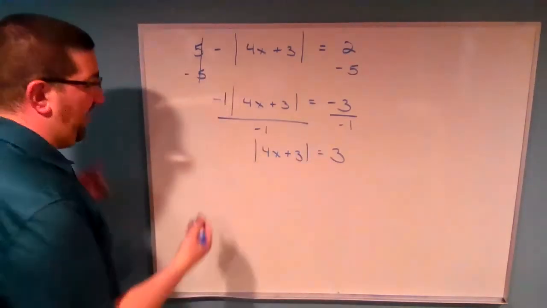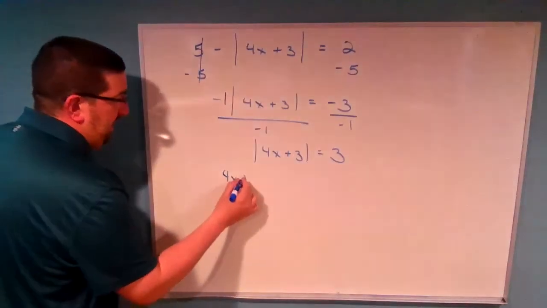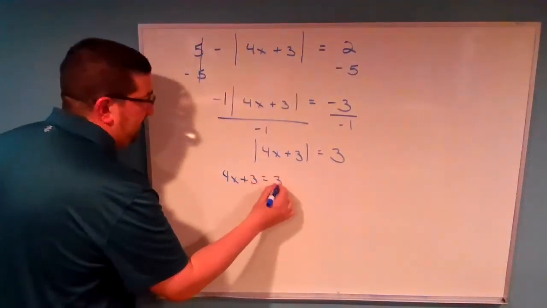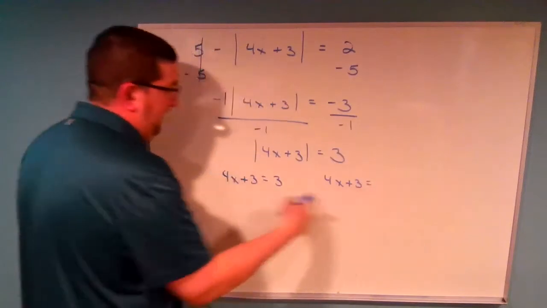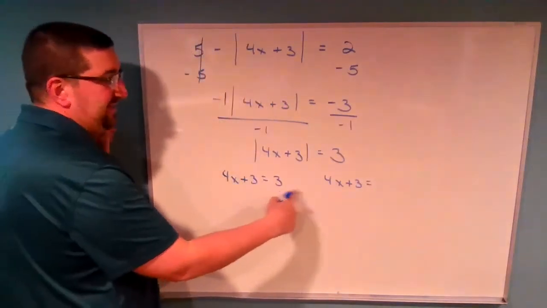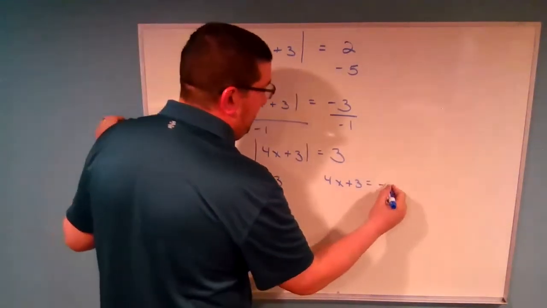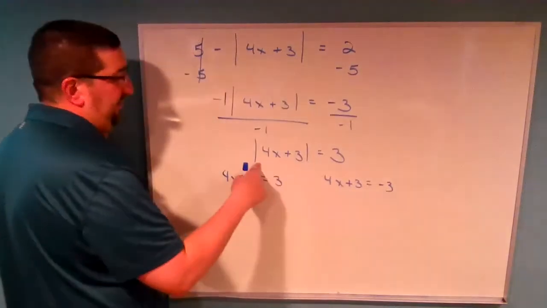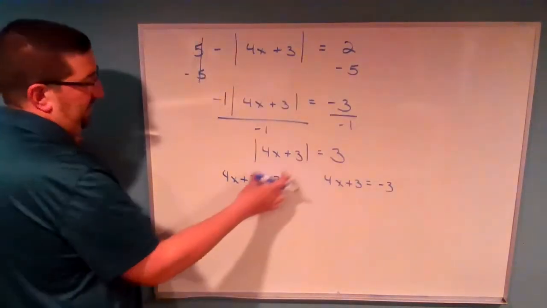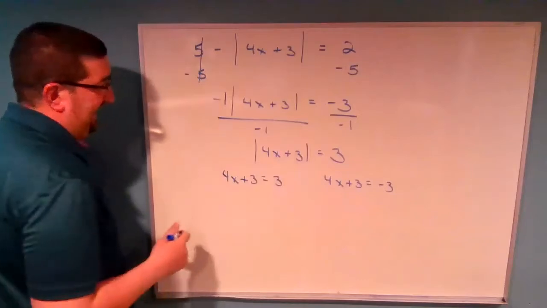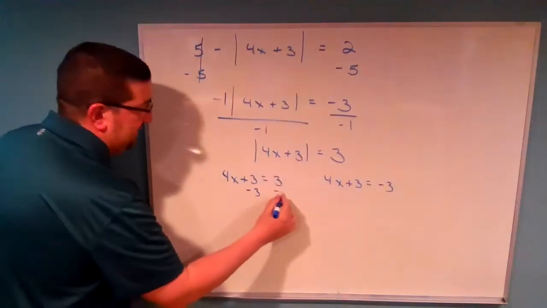Now, can the absolute value of 4x plus 3 equal positive 3? Yes. So now we can continue and break it up into our two equations, because 4x plus 3 could equal positive 3, and 4x plus 3 could equal negative 3, because the absolute value of negative 3 is 3. Remember, these represent the inside. So now we just have to solve this down.